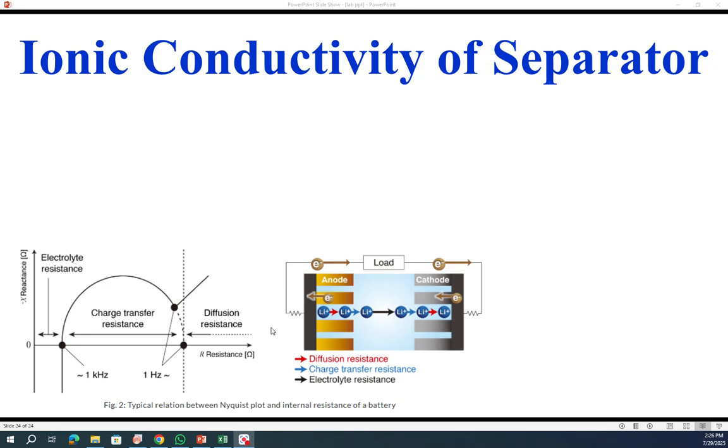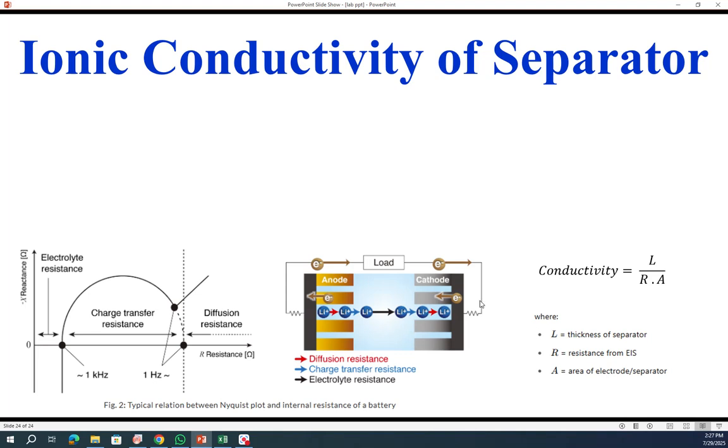So how can we calculate it? There is a very simple formula which can be used: ionic conductivity of separator is equal to L over RA, where L is the thickness of the separator, R is the resistance from EIS, and it will be the resistance where the semicircle or straight line starts. In this case, when we are using the separator, there will be no semicircle. And A is the area of the electrode or separator.